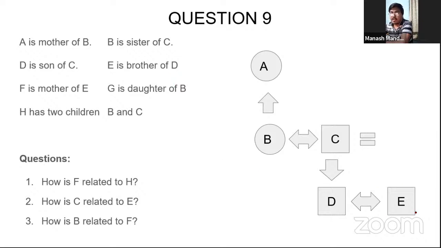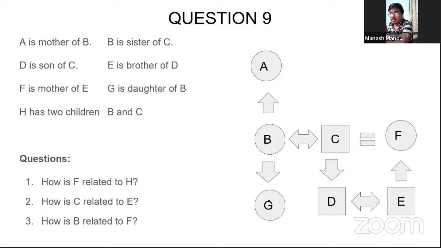The next one is F is the mother of E. So this is E and F will be in the above generation. F is the mother of E, and now we know that C was male, and E's mother is F, and therefore we know that these two are married to each other. Therefore, this equal symbol. The next is G is the daughter of B. So G is the daughter. Where is B? So G will be in the third generation, daughter of B. Now the third or the last hint is H has two children, B and C.